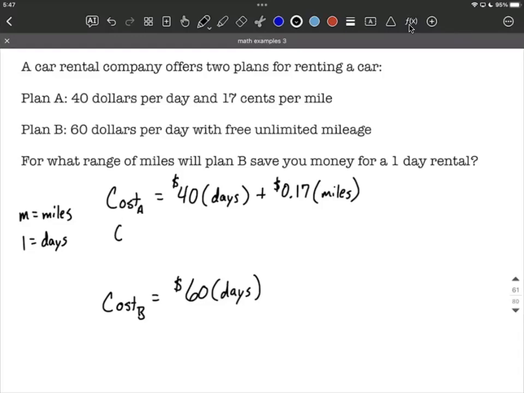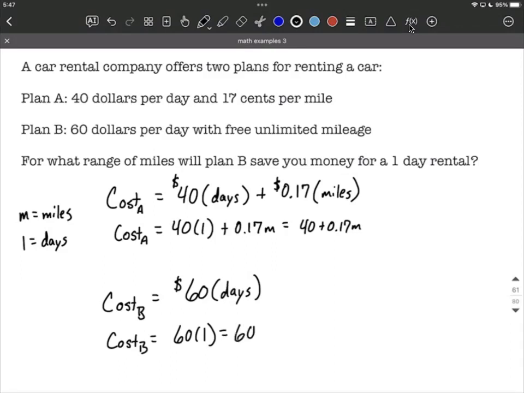All right, so we can represent cost of A as $40 multiplied by the number of days plus 17 cents, 0.17 multiplied by M because I'm using M for miles. Or we could say this is 40 plus 0.17 M. Whereas cost of Plan B is going to be 60 multiplied by 1, or a constant $60 for the entirety of your 1 day rental, not dependent on miles.